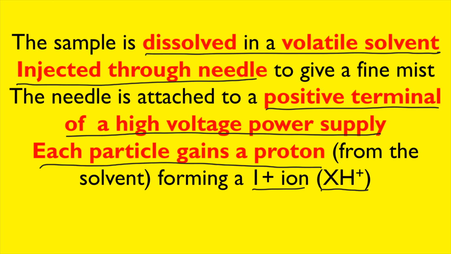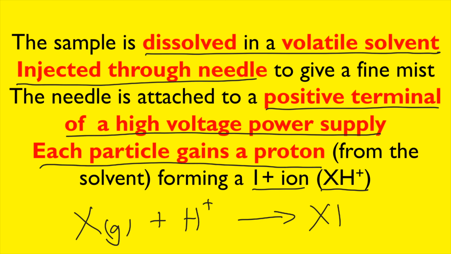So the equation that would represent that is the sample, X in the gaseous state, is added to a proton, and this forms XH+ in the gaseous state. Okay, so that would be the equation that we would need to give. As this is now positive, it can go through the rest of the time of flight mass spectrometer.